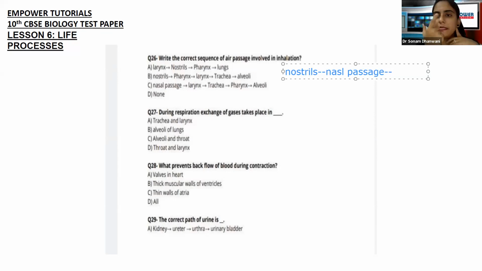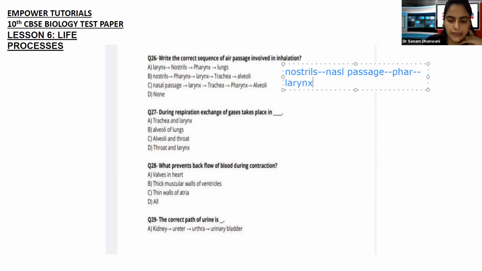After the nasal passage, where does it pass? It will pass to the pharynx. Then it goes to the larynx, and then after the larynx, where does it go? Correct. It goes into the trachea, and after the trachea, it goes into the. Does it go into the alveoli directly? No, it goes into the bronchi. What do bronchi further branch into? Bronchi will branch into bronchioles.